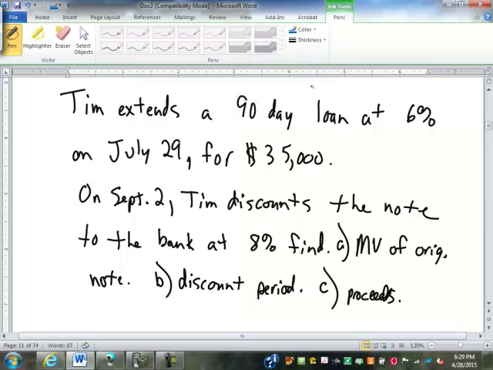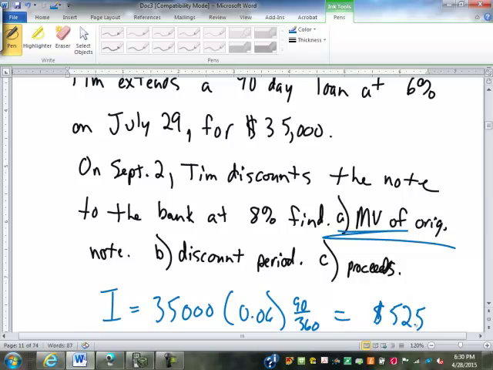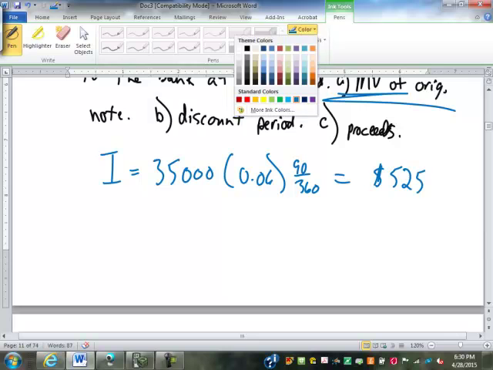So step 1, part A. Maturity value of the original note. How are we going to find that? I equals PRT. So 35,000 times 0.06 times 90 over 360. Which will give us what? What is that? 5,250? Or 525? $525. Is that our answer? Say no.